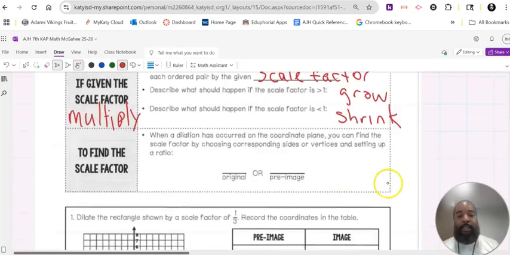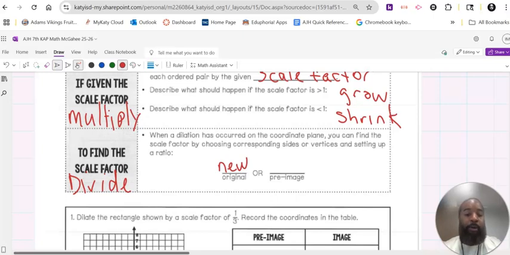Now, in reverse, if we need to find the scale factor, we have to divide. To set this up, we look at the new figure, or the image, and set up a ratio of corresponding sides to the original. So we call this new over original, new over old, or image over pre-image. This is very important. It doesn't work the other way around, original over new. It is always new over original.